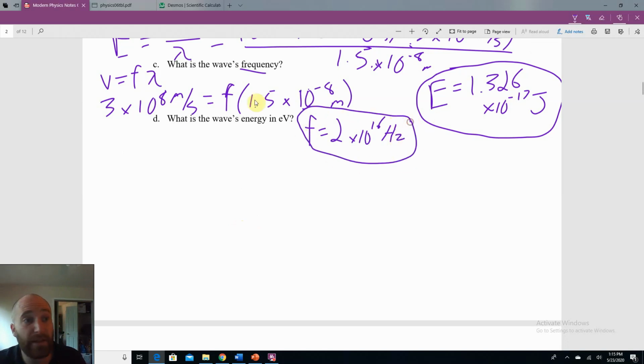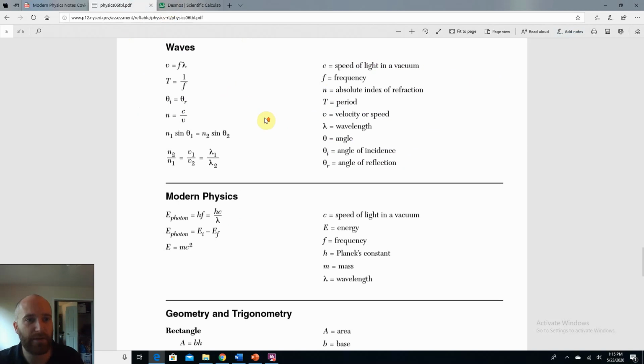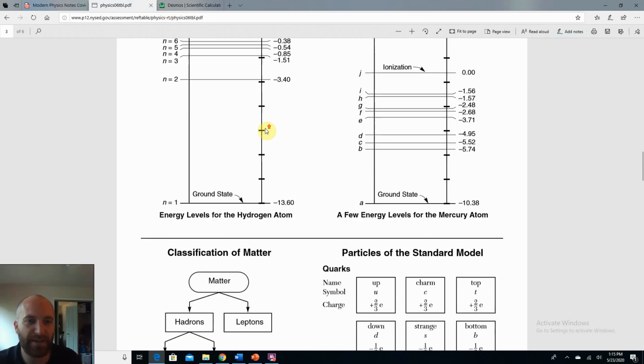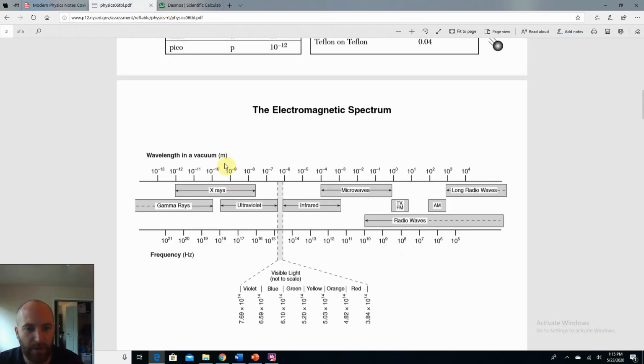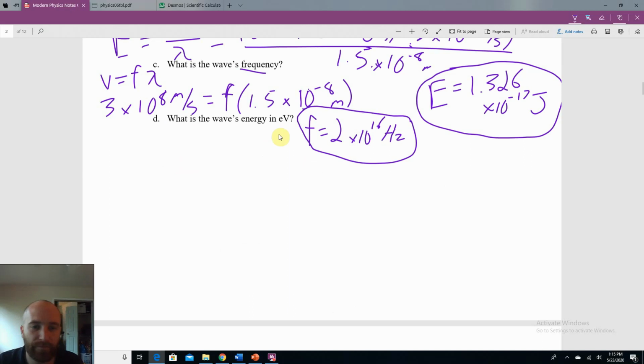If you're not sure if this made sense or not, go to the reference tables. We said it's like an X-ray UV neighborhood, and notice that in that X-ray UV neighborhood, we're at about times 10 to the 16, kind of in that neighborhood, so it seems like a reasonable number.